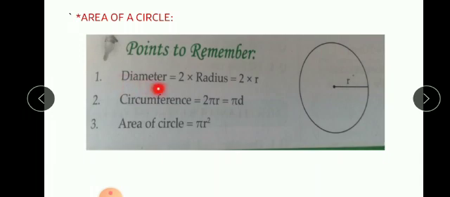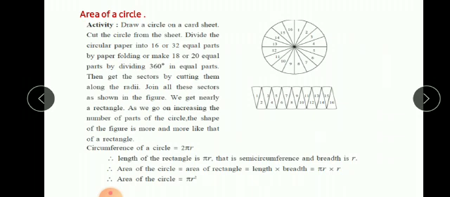So there are some points to remember under this topic. First, diameter is equal to 2 into radius, which is equal to 2 into r. Circumference is equal to 2 pi r or pi into d. Then area of circle is pi r square. So with these 3 points we will continue the next, how to find the area of a circle.